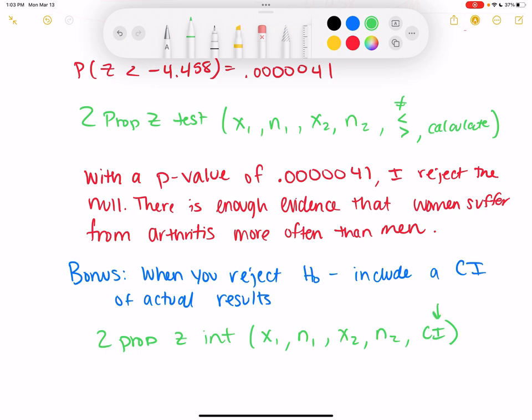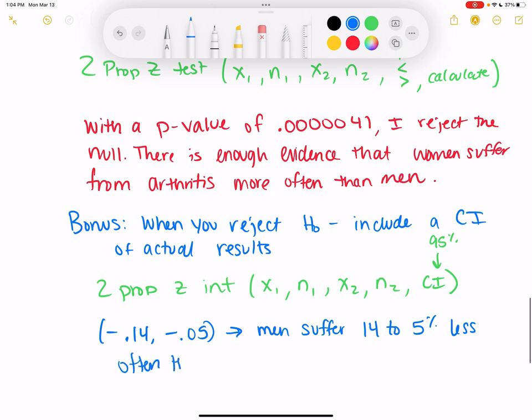I would say most of the time use 95% unless otherwise specified, or 0.95. As long as you specify, like when you get to the written section of the AP exam, if you specify what interval you use, that's what they're looking for. It's not so much that they care which one you pick, but 95 is the general one if we're not told. And so when you type this in for this particular problem, it gives you negative 0.14 to negative 0.05. To interpret that, we would say men suffer 14 to 5% less often than women.